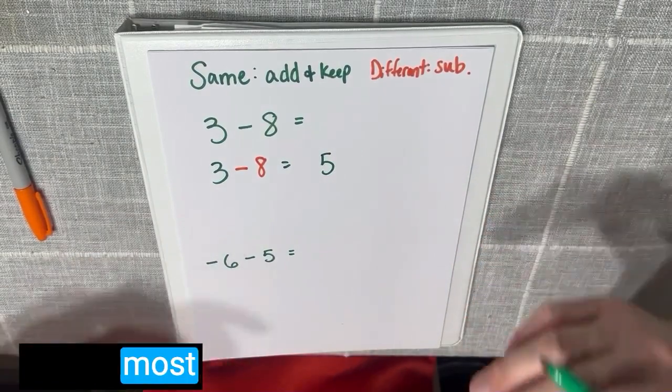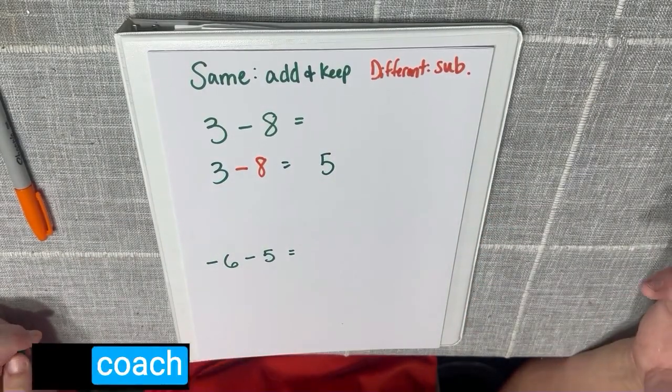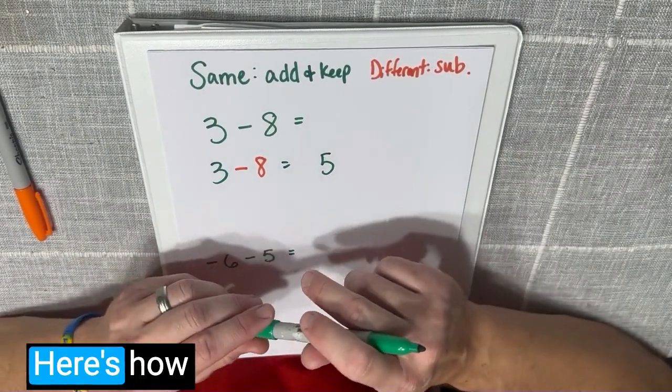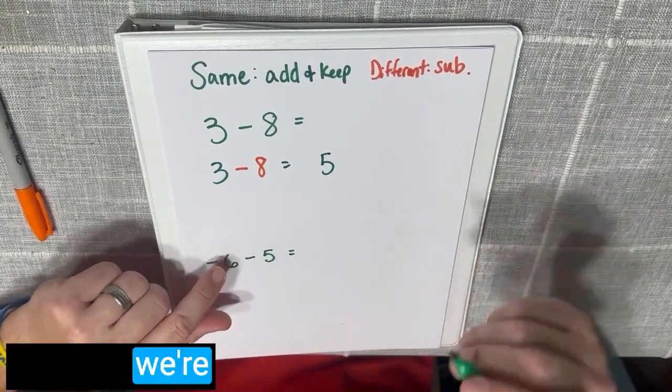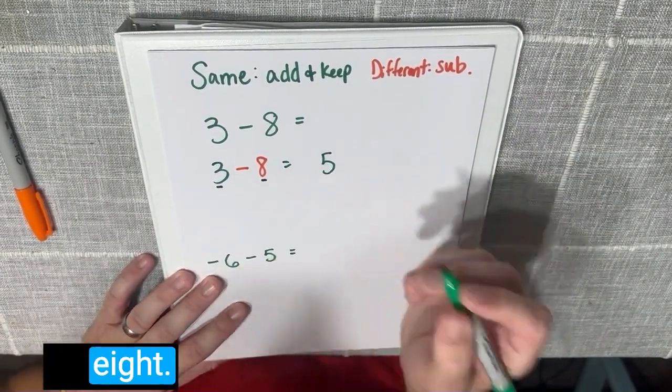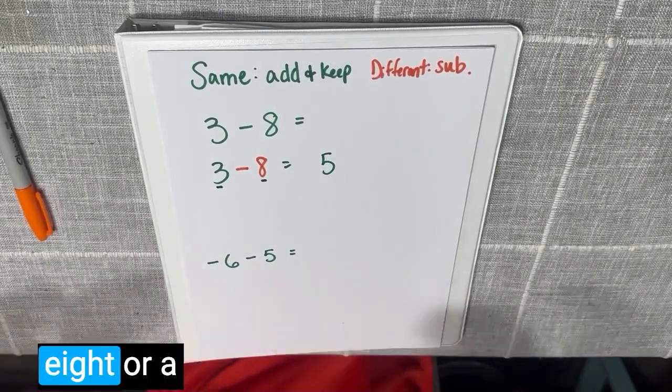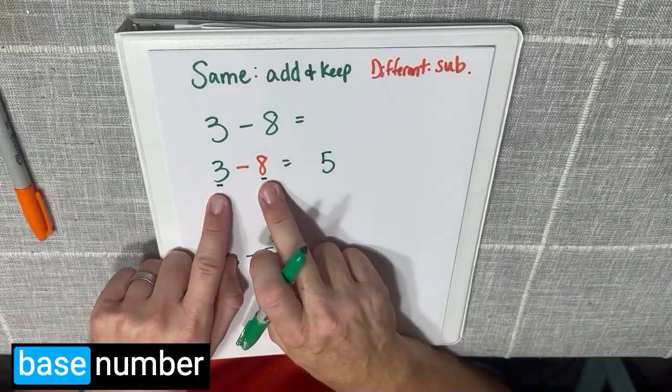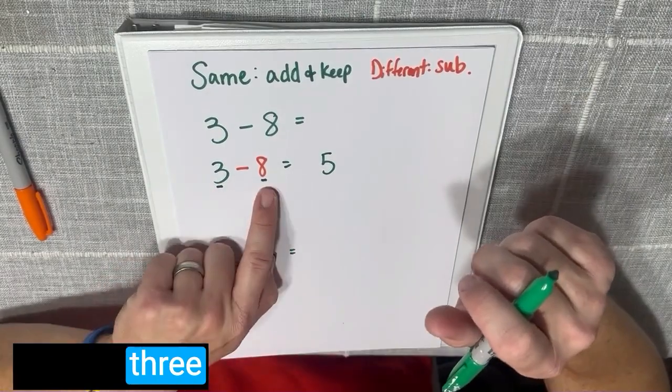So now most students will say, okay, was it a positive 5, Coach John, or is it a negative 5? Okay, here's how we'll tell that. Okay, so what we're going to do is we're going to look at just the base number. I have a 3 and I have an 8. Now, I'm not talking about if it's a positive 8 or a negative 8 or any of those things, just the base number itself, a 3 and an 8.